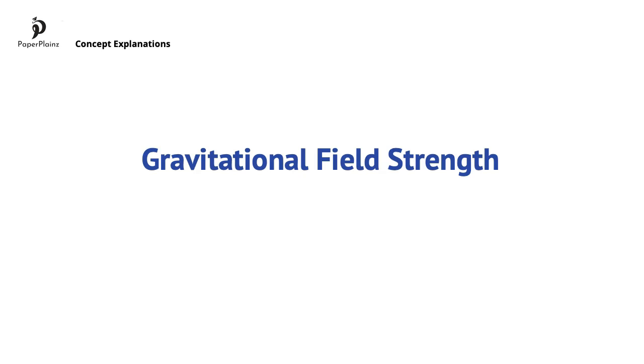This video is about gravitational field strength. Gravitational field strength at a point is defined as the force per unit mass experienced by a small point or test mass that is placed at that point. We'll explore the meaning of this definition in a bit more detail.